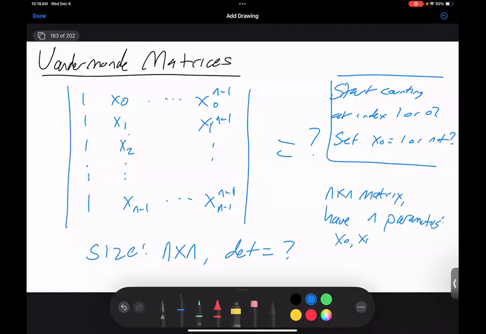X naught, x1, dot, dot, dot, xn minus 1. And so the question is just, do you find this annoying that we're counting from 0 to n minus 1? Would you rather count from 0 to n minus 1 or from 1 to n? Doesn't really make too much of a difference. You just have to be careful and watch what you're looking at.